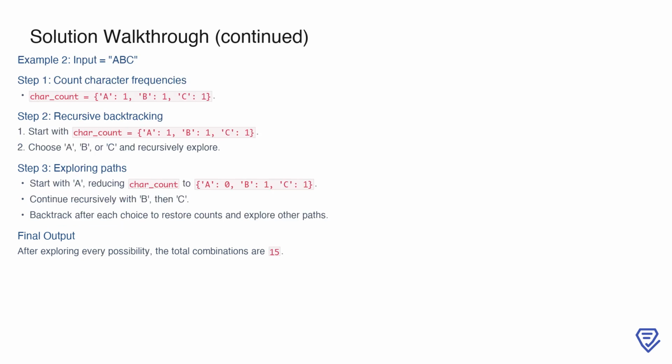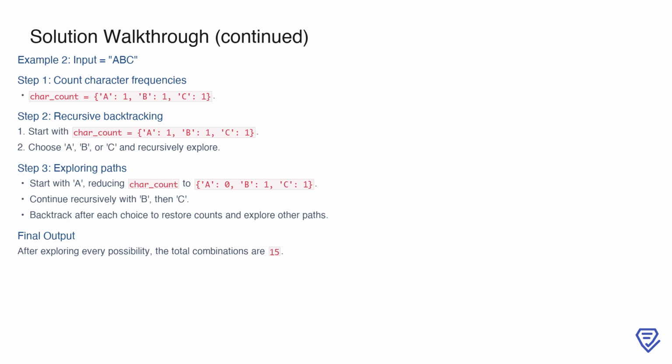Now, let's examine a new example where the input is ABC. We start by counting the frequencies of each character, which gives us A1, B1, C1. Since each character appears only once, this is a simpler case. Using recursive backtracking, we begin by choosing any of the characters A, B, or C and then recursively explore the remaining paths. For instance, if we start with A, we reduce its count to A0, B1, C1, and proceed recursively. From there, we can choose B, reducing the count to A0, B0, C1, and then choose C.